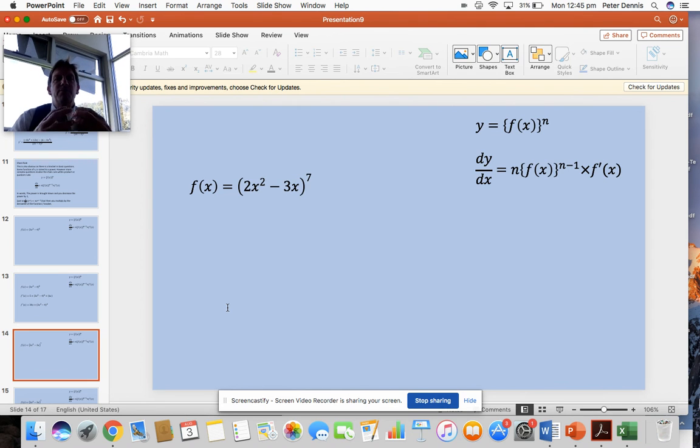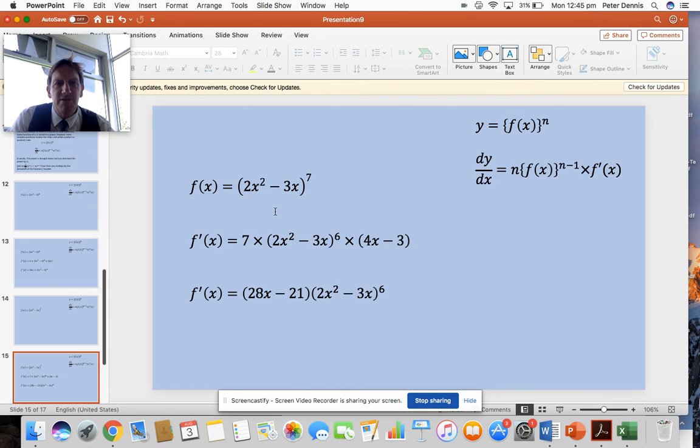Let's look at another example, nice, easy. So what are we going to do? We're going to bring this 7 down. It's going to be to the power of 6, but then we've got to multiply by everything in this bracket. So when we do that, we bring the 7 down, 2x squared minus 3x to the power of 6, but then you've got to multiply it by what's inside this bracket. What's the derivative of this? 4x minus 3. So there it is there, 4x minus 3.